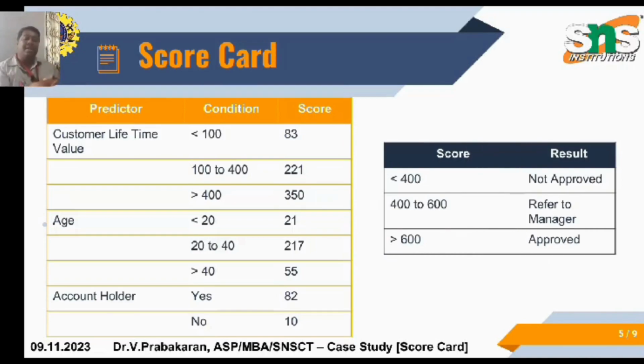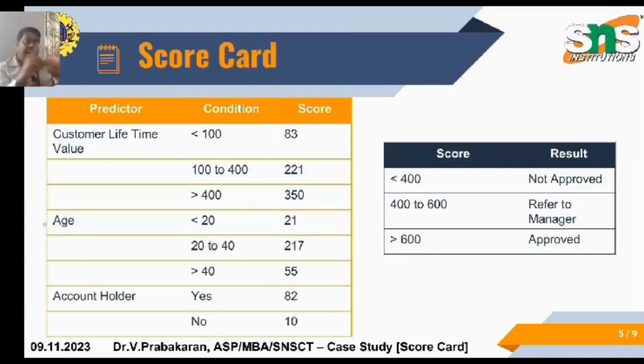If a score is lesser than 400, the bank managers are instructed to reject the loan application. If a score is greater than 600, the loan can be approved straight away. But between 400 to 600, the bank manager can talk to the customers, assess their requirements, their ability, their credibility, and based on that assessment, the bank manager can finalize or sanction the loan.